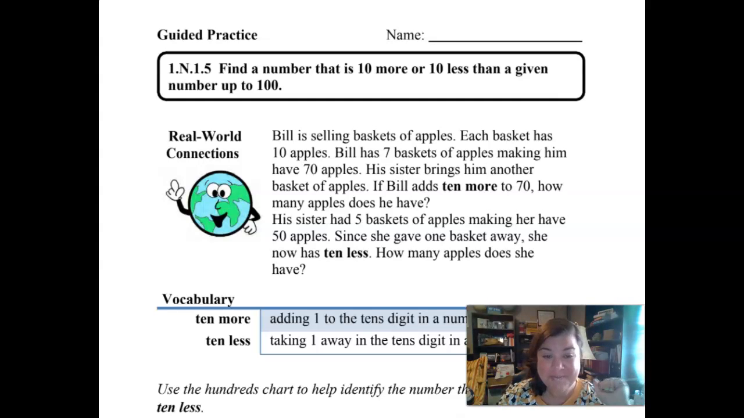Welcome back for another math lesson. This week we're working on 1.N.1.5. Find a number that is 10 more or 10 less than a given number up to 100.